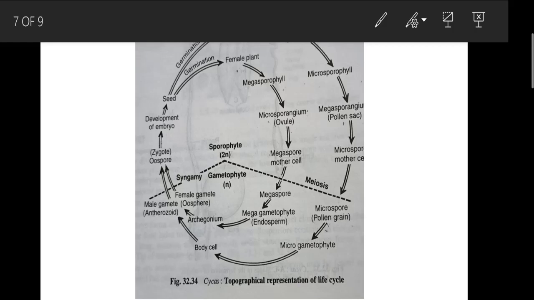So we have discussed Pinus and Cycas, the life cycle of both, and a simple structure of both. That is the end of the gymnosperm.